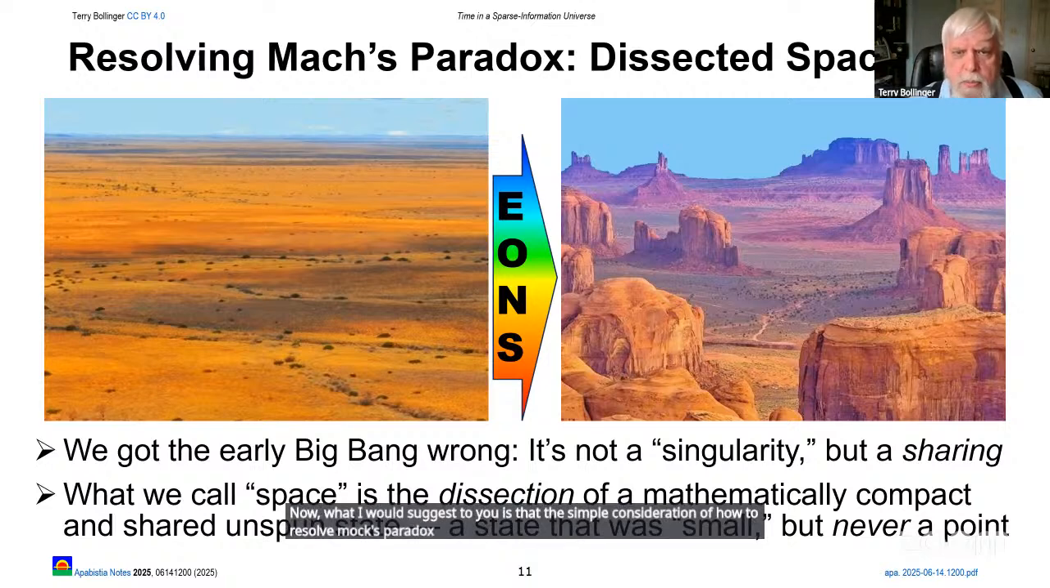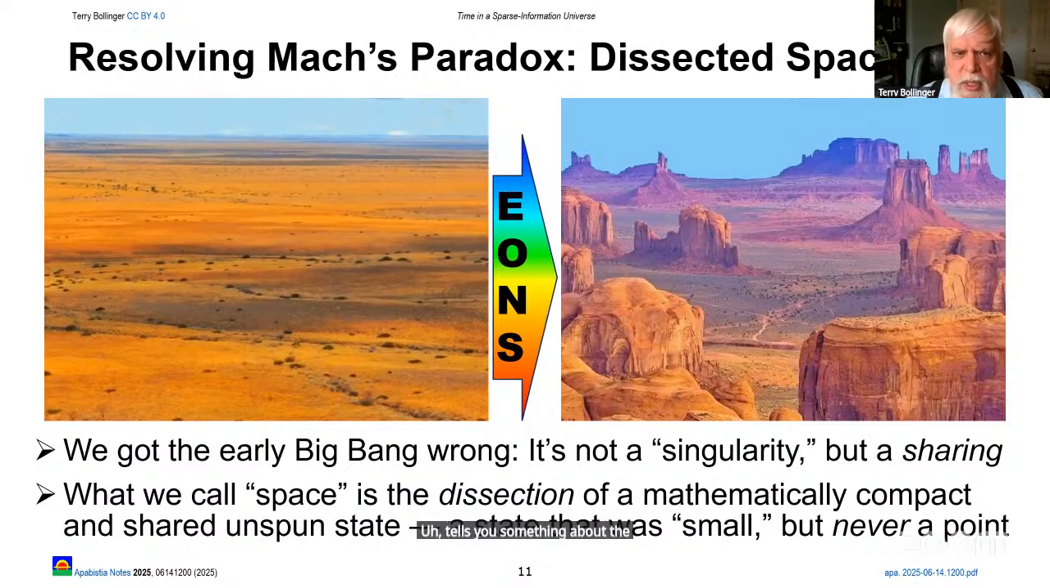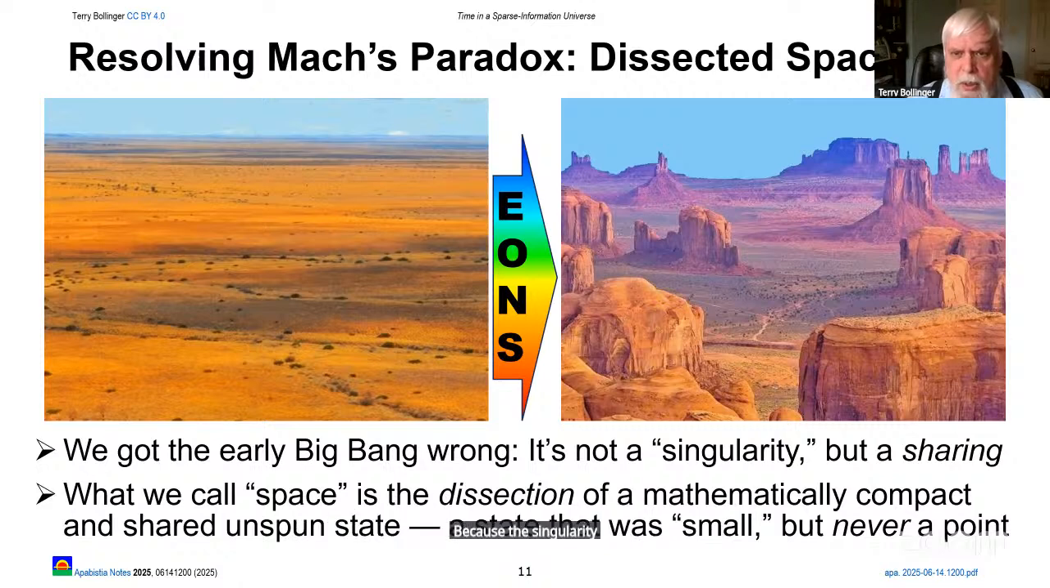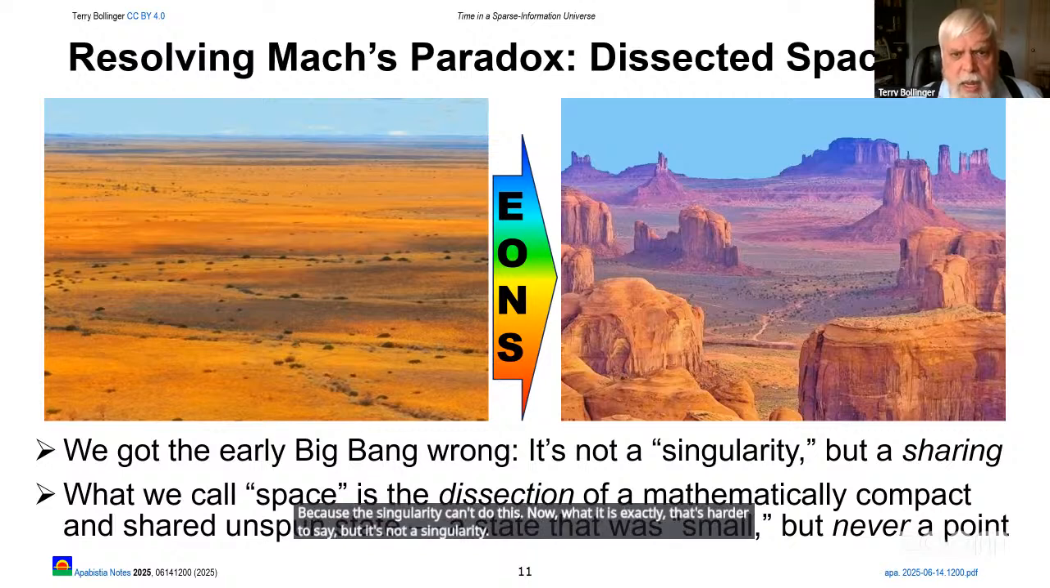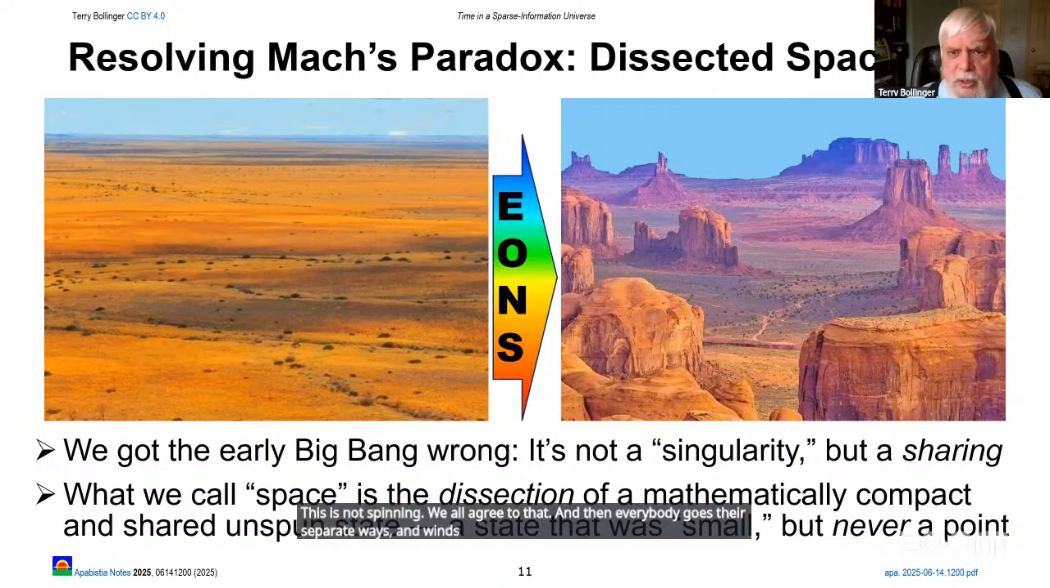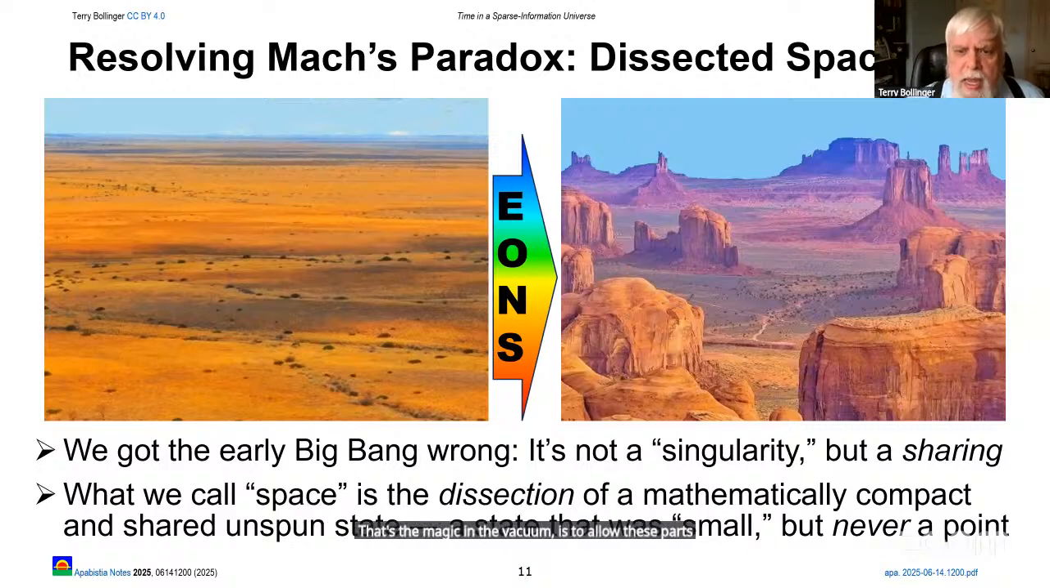Now, what I would suggest to you is that the simple consideration of how to resolve Mach's paradox, the paradox of how Mach's principle can work, tells you something about the initial universe. It tells you the original universe was a shared state, and that it was not a singularity, because the singularity can't do this. Now, what it is exactly, that's harder to say, but it's not a singularity. It is a region in which everybody agrees, this is not moving. This is not spinning. We all agree to that. And then everybody goes their separate ways and winds up scattered across this vast expanse. That's the magic of the vacuum, to allow these parts to go their separate ways and go out there. But it's also a statement about the Big Bang.